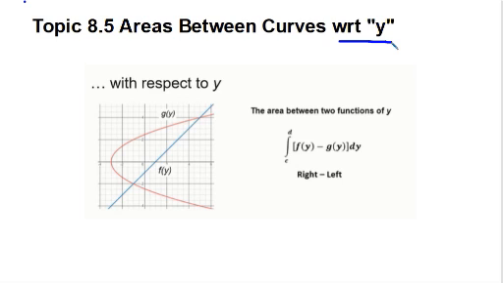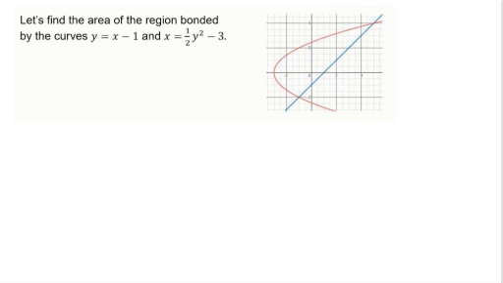Okay, let's move on. The area between two functions of y, instead of top minus bottom, is right minus left. If I am flipping this thing with respect to y, notice something. This thing is sideways. I am finding this area in here. So instead of top minus bottom, it's right minus left. The main thing, it's the same process as topic 8.4, top minus bottom, but we have to know which one's on the right, which one's on the left. So let's get to some examples here.